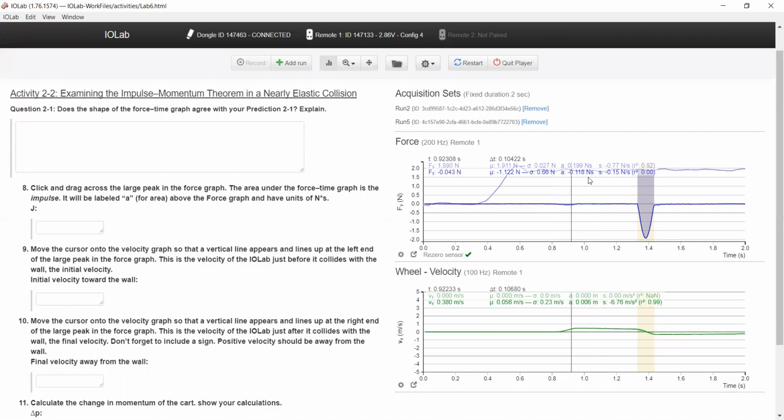Okay, be careful with that. Not the top one, that is for the top graph. We are not doing that right now. This is this area, so that's the area under the curve. You can write the value here. Move the cursor so the line appears at the left.